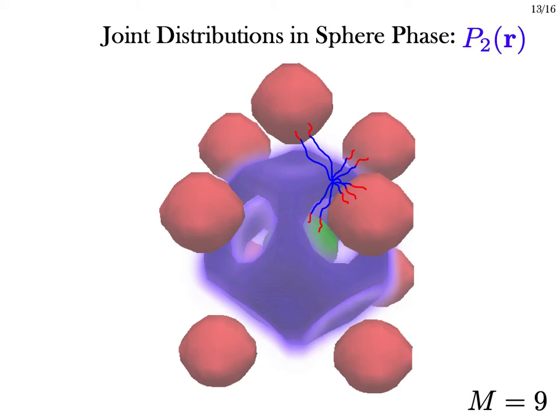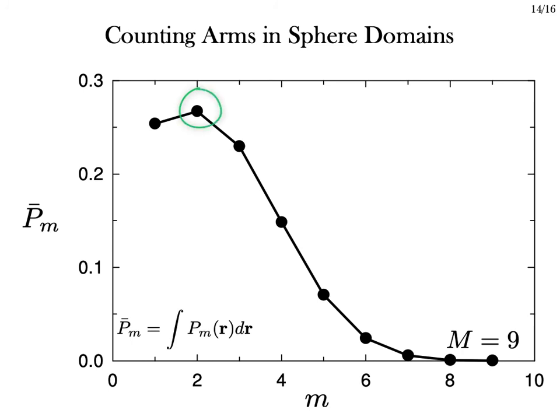Our next step is to, once again, integrate out the R-dependence of the joint distribution to obtain the marginal distribution. We see that the peak in the marginal distribution has moved down from 6 in the lamellar phase to 4 in the cylinder phase to now just 2 in the sphere phase. The marginal distribution is also tiny for m equals 9, meaning that it's very unlikely to pick an arm attached to a molecule with all arms attached to the first cell.